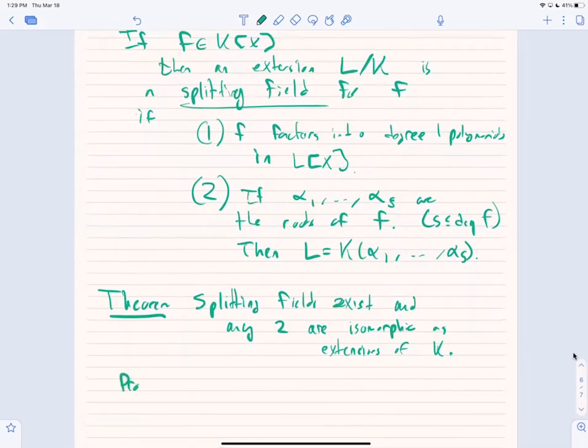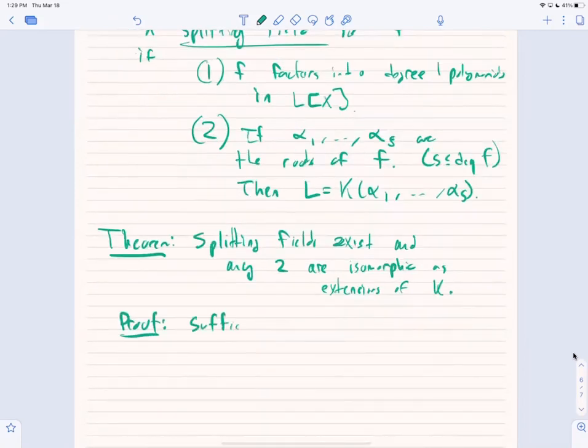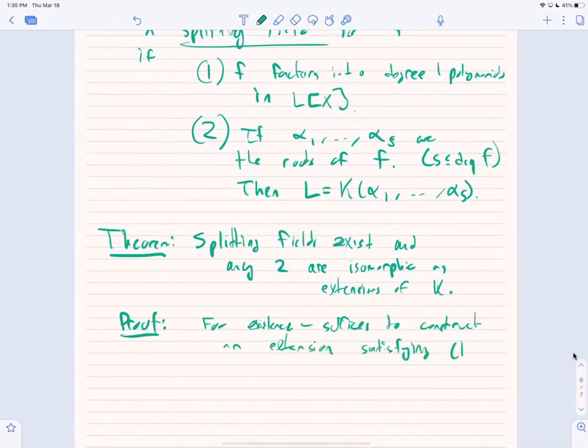Okay, and so the proof. For existence, it suffices just to construct one. So you construct any extension satisfying part 1. So just construct any extension where it has all of the roots it's supposed to have, where it factors into degree 1 polynomials. Then once you construct any such extension, you can just take the smallest sub-extension generated by the roots.